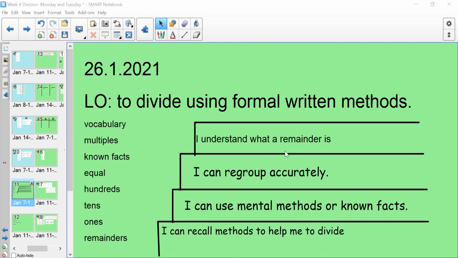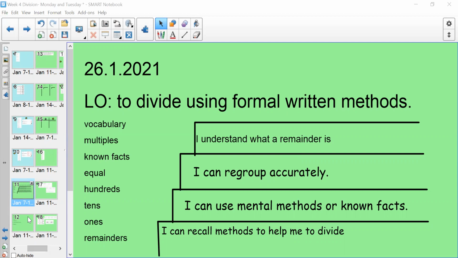So our learning objective is to divide using formal written methods. And our steps to success are: I can recall methods to help me divide, I can use mental methods or known facts, I can regroup accurately, and I understand what a remainder is. And our vocabulary will be multiples, known facts, equal, hundreds, tens, ones, and remainders.